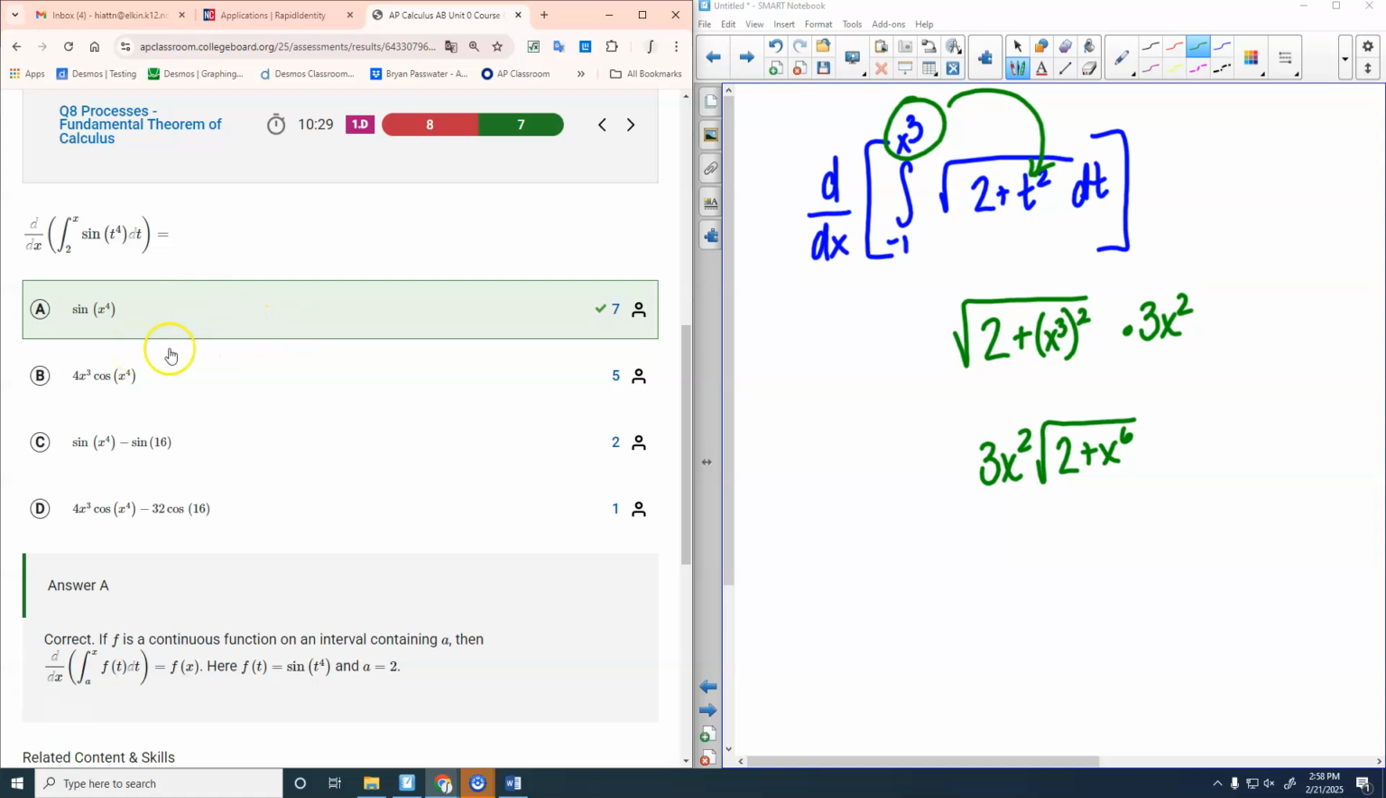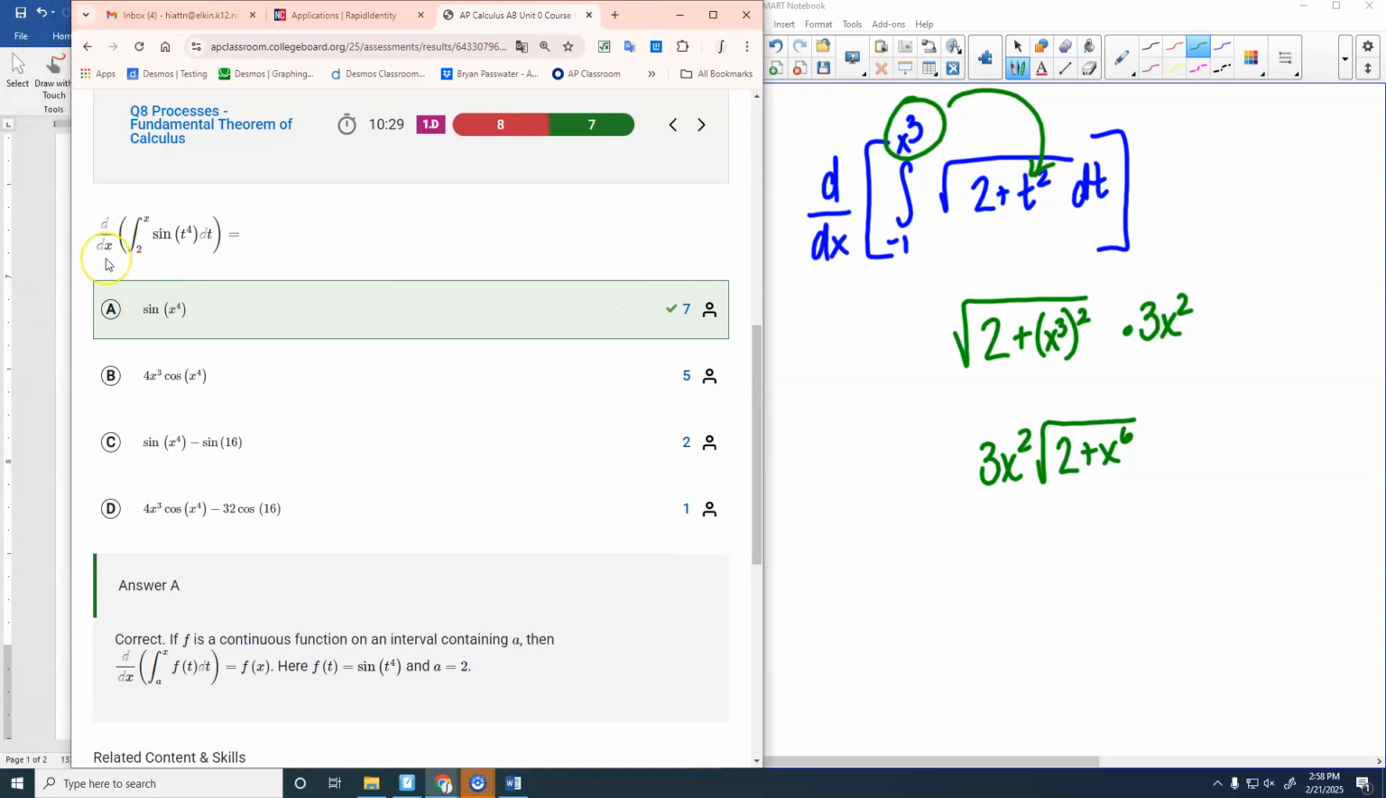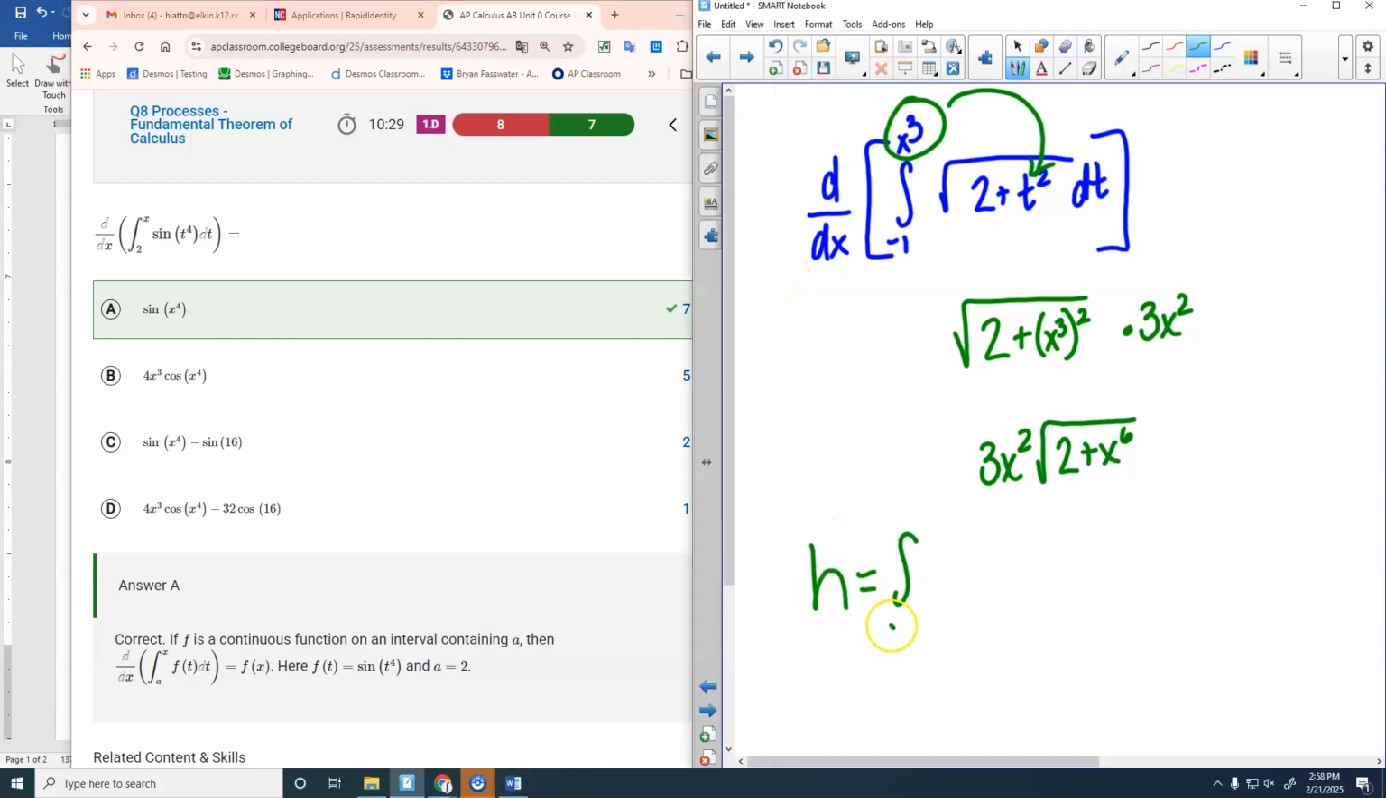Does d over dx mean we're taking the derivative of it? Yes, that means you're taking a derivative, and if there's not that, then we're taking the integral. On the problem that we just looked at, it told you that h equals the integral from -1 to x cubed of all that stuff, and then it asked you for h prime of x. That didn't have the d over dx, but it was asking you to take the derivative of something that was an integral. So that's another way they could ask it, and that's when we plug it in and then multiply by the derivative.